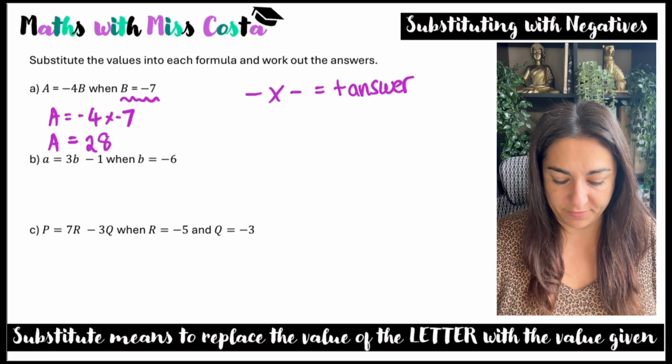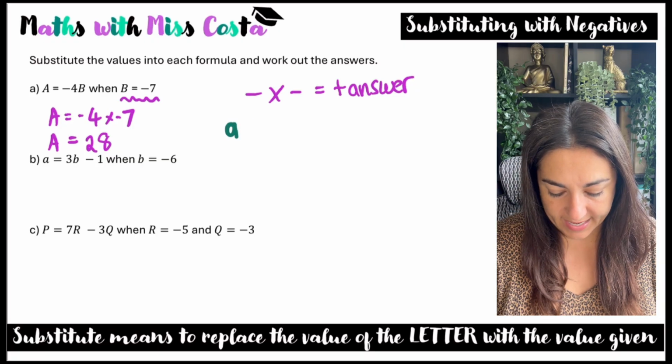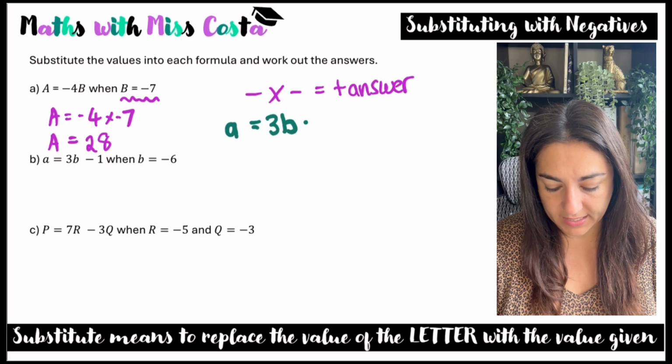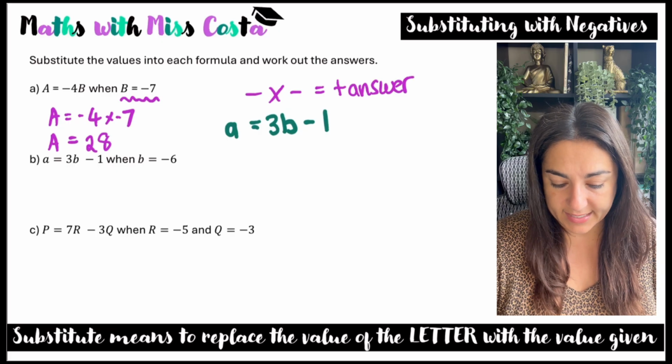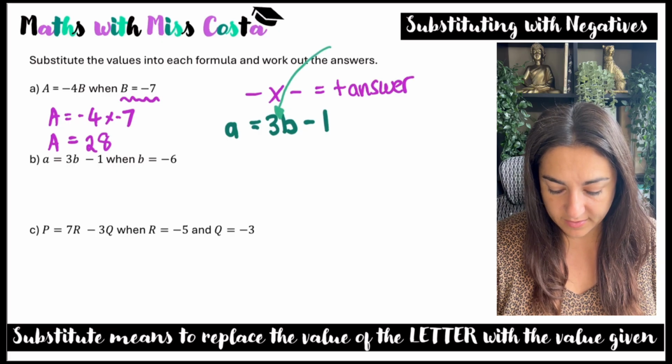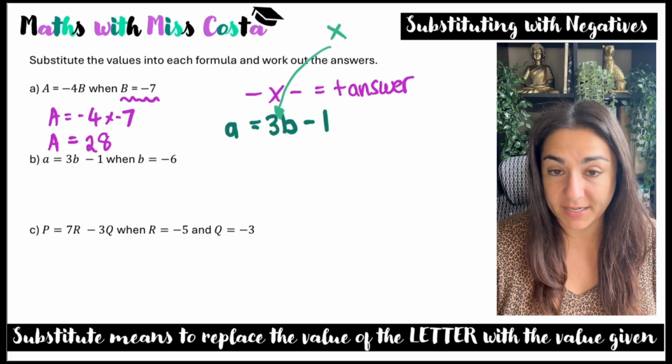Now let's do the same for the next question. We're told that A equals 3b minus 1. Now what happens when a number and a letter are next to each other? There's the invisible multiplication glue.